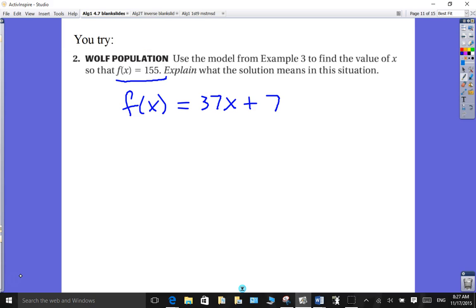Remember, when they tell you the f of x, you substitute f of x with that number. No more f of x.